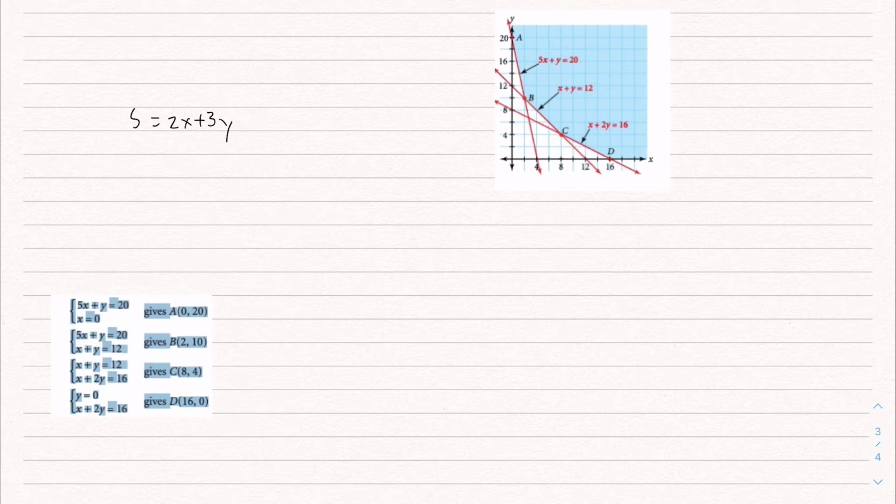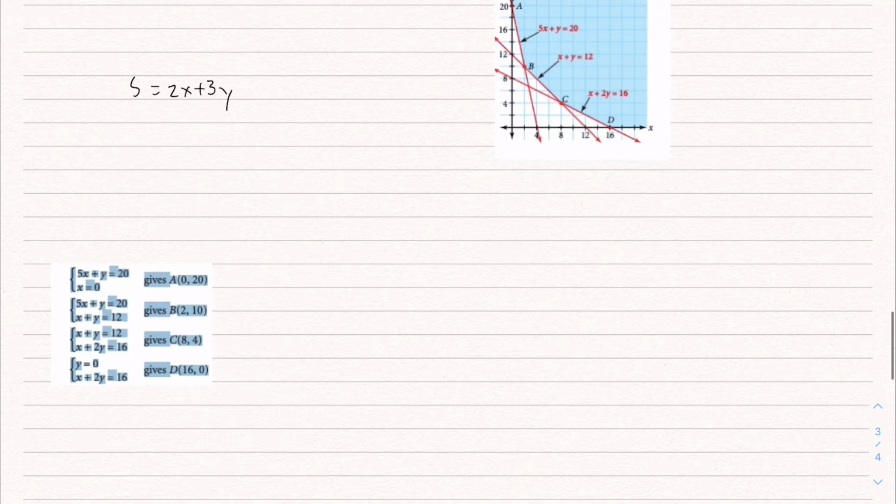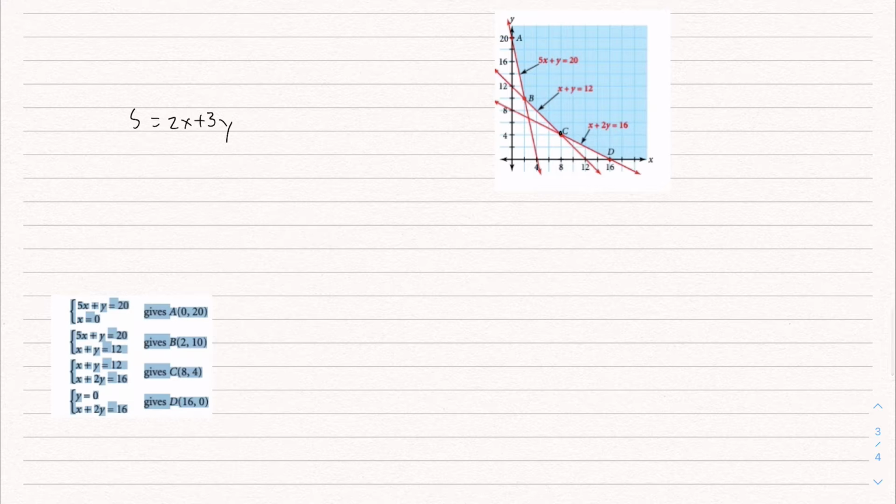And step 4, evaluate s equals 2x plus 3y for the coordinates of each vertex, like this. The feasible region is unbounded on the right of the vertices, thus there is no maximum value. The minimum value, 28, of s equals 2x plus 3y occurs at (8, 4).